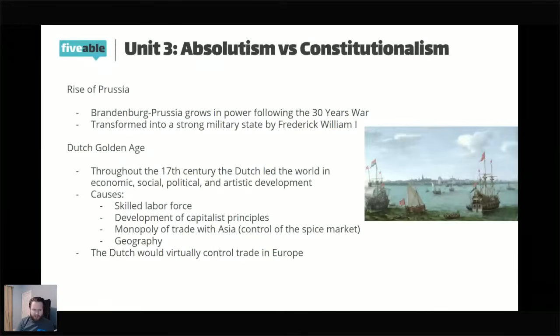The Dutch Golden Age, they dominate trade in Europe for about 100 years. They dominate the spice trade in India. They are the center of banking in Europe for about 100 years before that is going to really shift and go to Britain. So if we want to think about it here, trade is dominated first by Italy, then by the Dutch, and then finally by Britain.